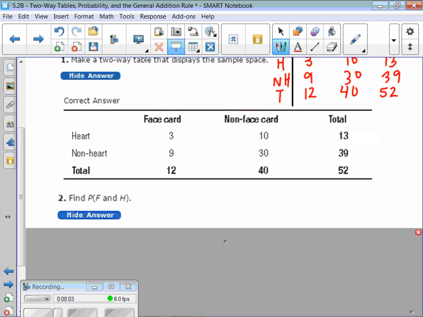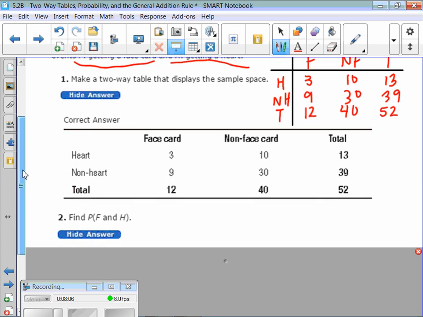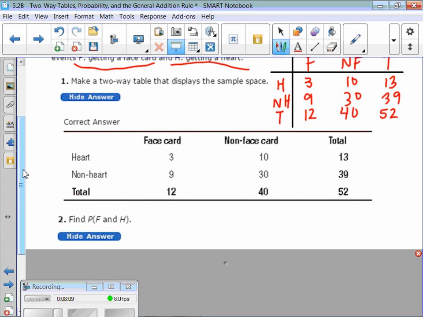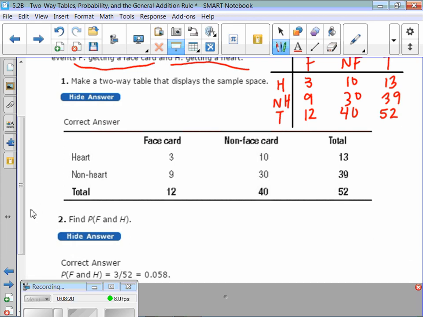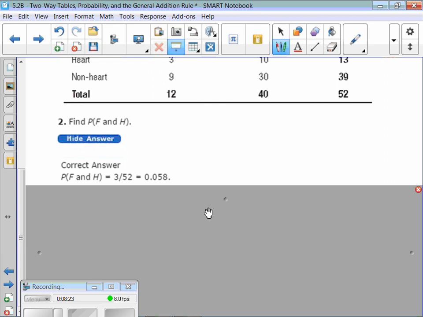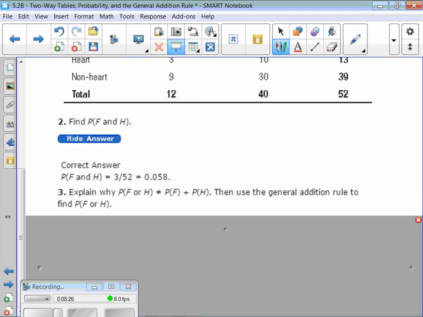Find the probability of being a face card and a heart. So the word and means they're both happening at the same time. So Matt H., what do you think is the probability of being both a face card and a heart? I agree with you. 3 out of 52, or 0.058. Okay. Explain why the probability of a face card or a heart does not equal the probability of a face card plus the probability of a heart. Right? This is what we were doing last time, where all you had to do is add them together. How come we don't just add the first 2? What's missing from this formula? Kenny? The overlap. All right?